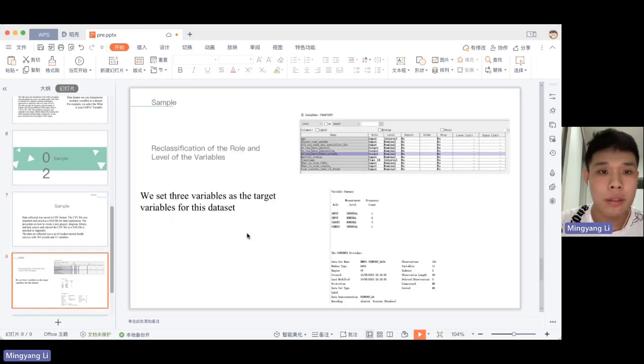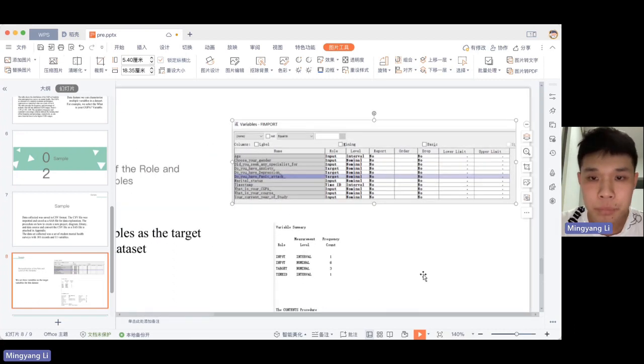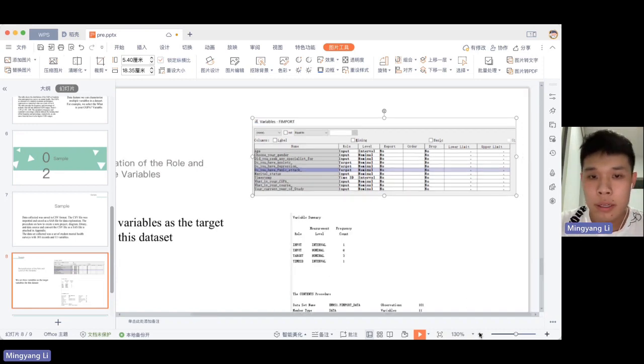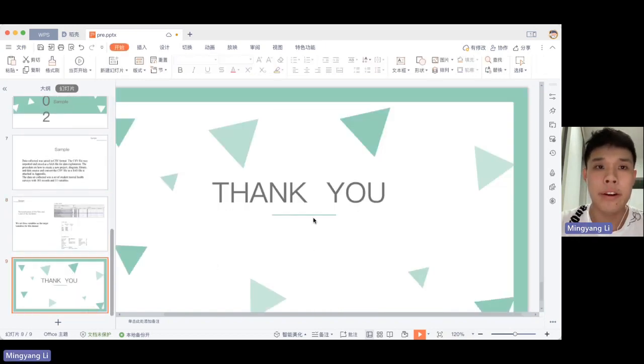For our data set, for reclassification of role and level of the variables, we set three variables as target variables for our data set. This image shows we set three target variables. One is, do you have anxiety? The next is, do you have depression? And the last is, do you have panic attack? And this image shows the variable summaries. That's all. Thank you.